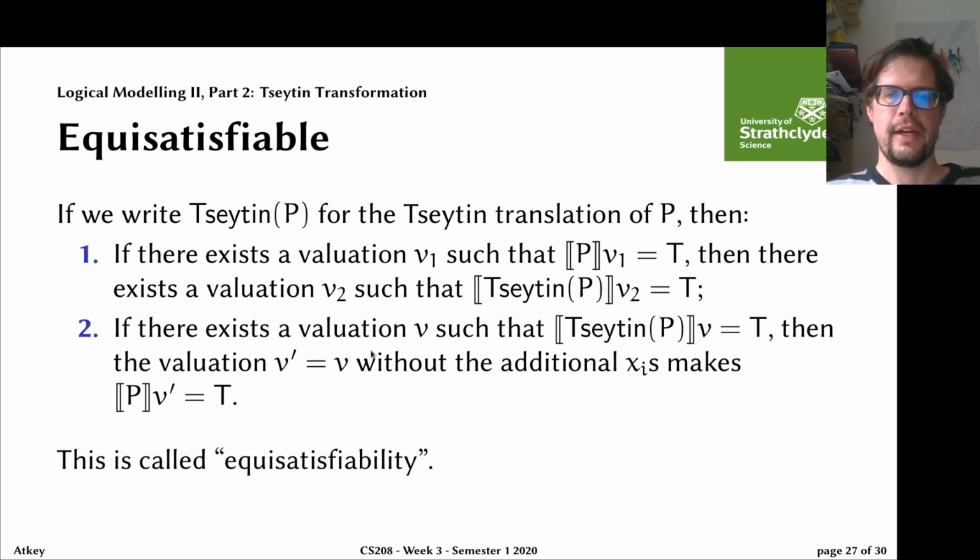So if there exists a valuation v that makes the Tseytin transformed formula true, then the valuation v prime, which is v without the additional xi's, makes the original formula true. And because we don't have exact equivalence, we just have this transformation between satisfying valuations, this is called equisatisfiability. The two formulas are satisfiable exactly when each other is satisfiable, but not necessarily with exactly the same valuations.